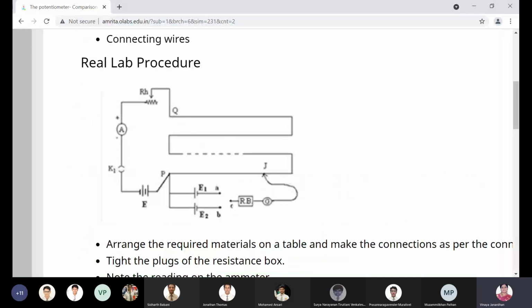Now you know what to write for the apparatus. It's a battery, one-way key K1, ammeter, rheostat, 2 primary cells. Then you have two-way key, high resistance, and then galvanometer, jockey, and connecting wires. That's it.